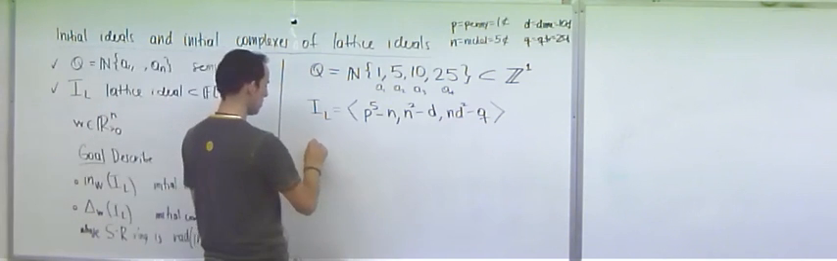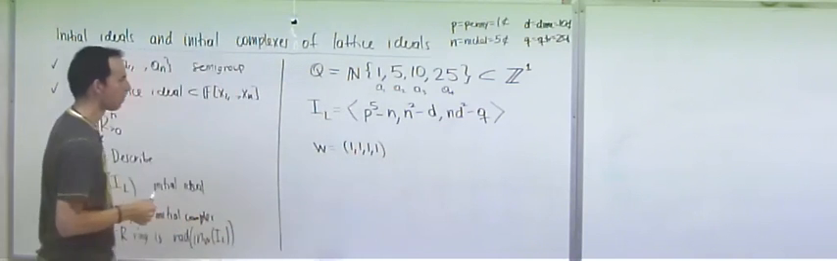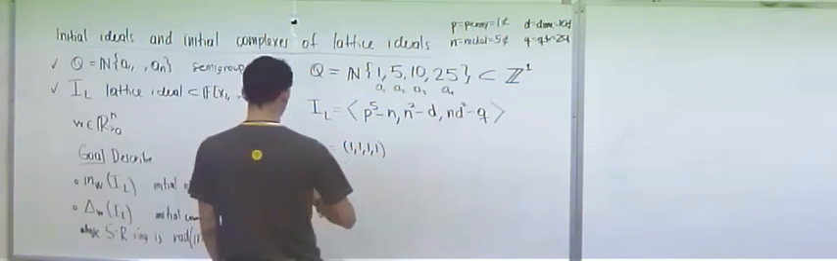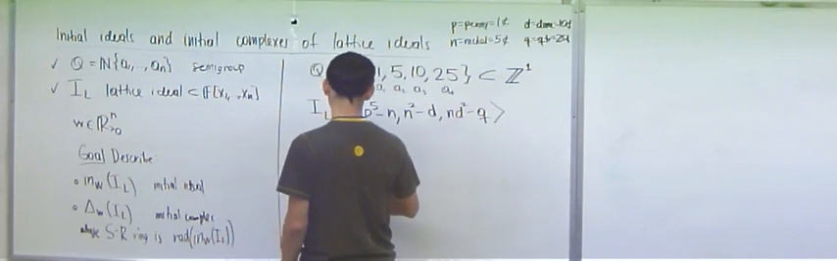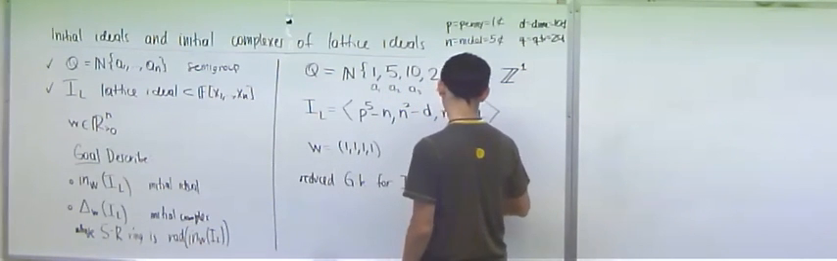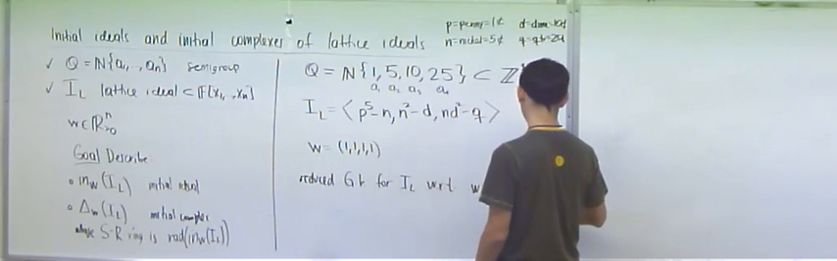So I could choose any weight vector, but let me choose 1, 1, 1, 1. Okay? And I need to describe the initial ideal. Okay? How do I do that? Well, the first thing I need is to find the Gröbner basis with respect to that W. Okay? So the reduced Gröbner basis for I sub L with respect to W equals 1, 1, 1, 1 is the following.